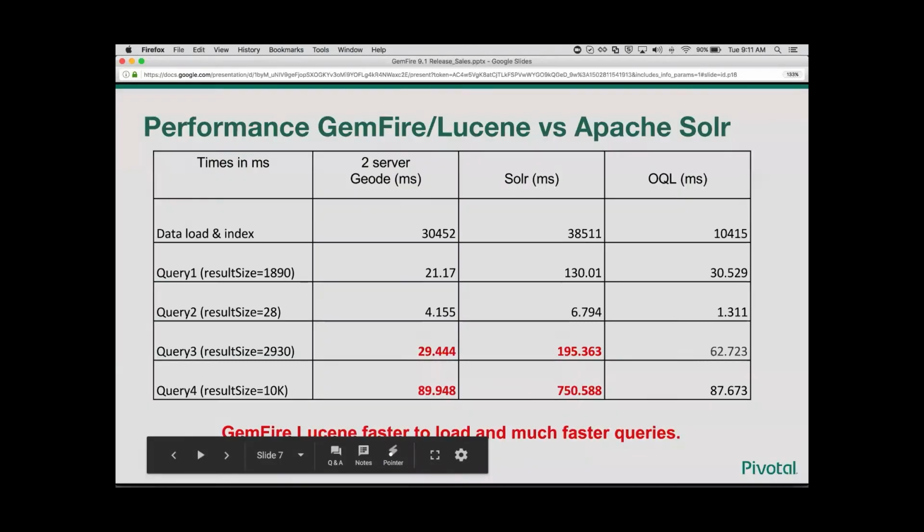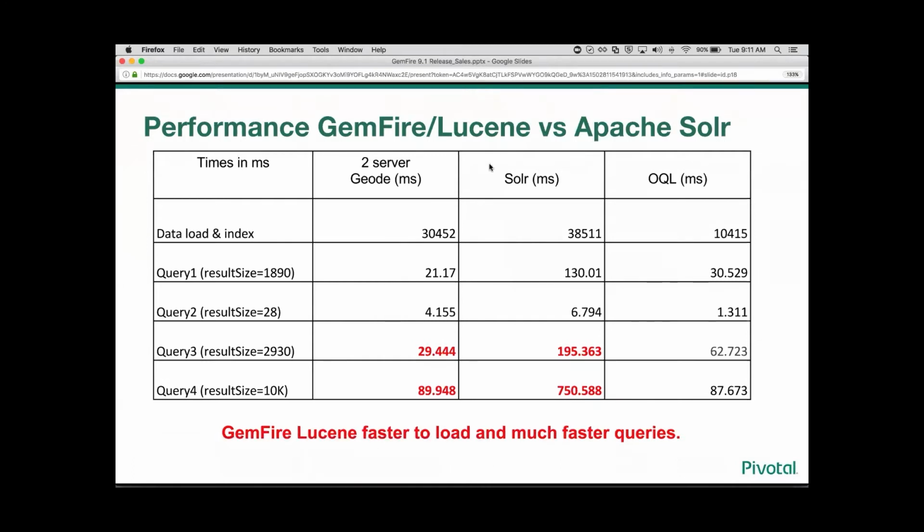In terms of the actual numbers, and again, these are all in milliseconds, we compared a 2-server node of Gemfire against Apache Solr and OQL. We expected to be a little slower in loading data into Geode or Gemfire and indexing it, because we're creating 2 regions, so we're loading 2 things at once, but we're actually faster at loading than Solr. If you look at the query results, you see the time to get the results is directly proportional to the size of the result data.